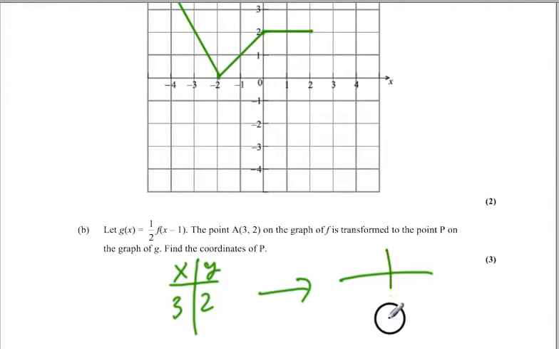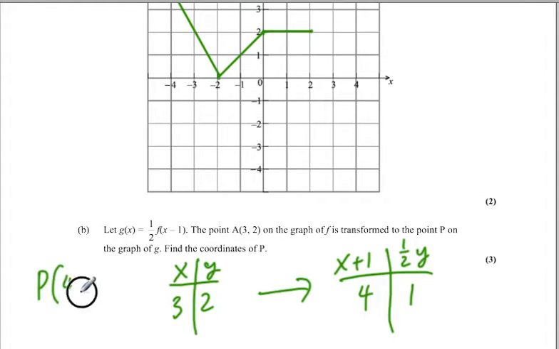So basically, we can observe there's a vertical stretch by half, and then a horizontal translation of 1 to the right. So x becomes x plus 1, and y becomes half y. All right? So this becomes 3 plus 1, so it's 4, and half of 2 is 1. So the point P will simply be (4, 1). And this is our solution.